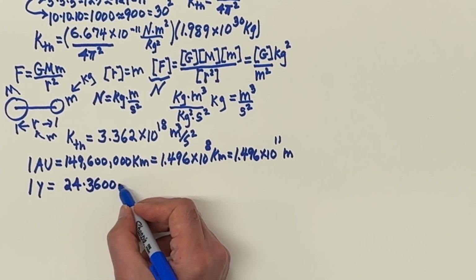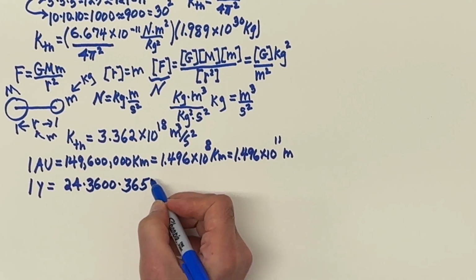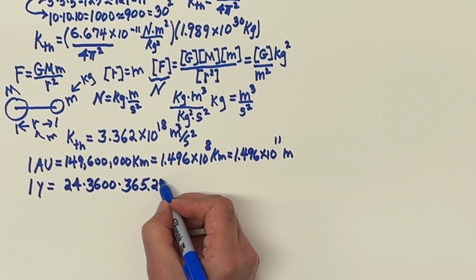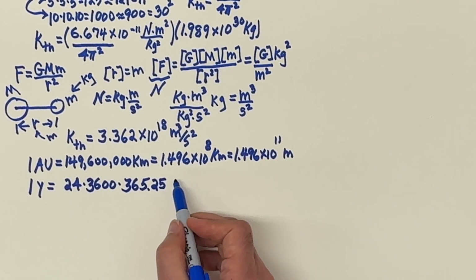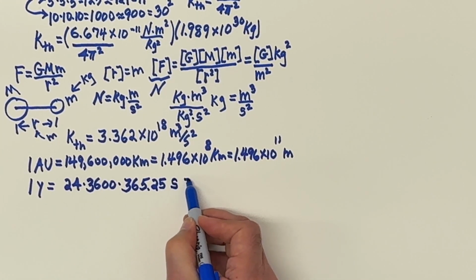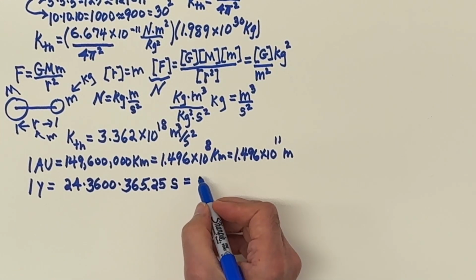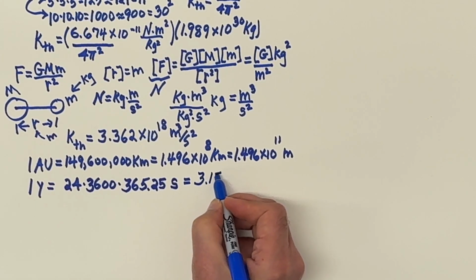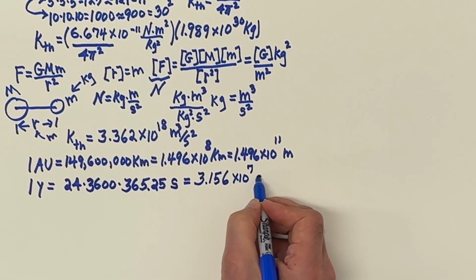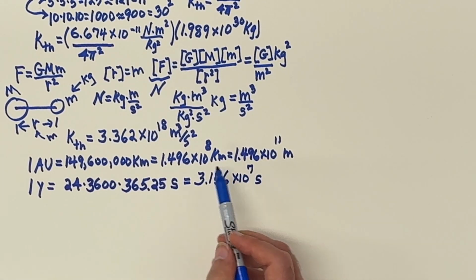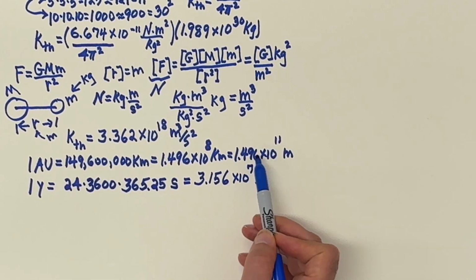But for the year, we need to multiply by how many days in a year? 365 and a quarter. Remember the leap year that we need to use every 4 years. So when we do that, we'll have the seconds. Working all this out on a calculator, we get 3.156 times 10 to the 7th seconds. So now we're ready to substitute for 1 m, 1 AU divided by that number.